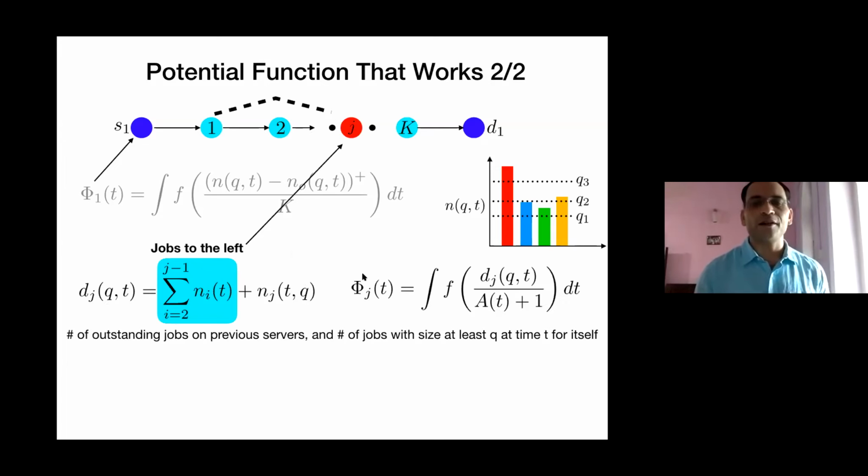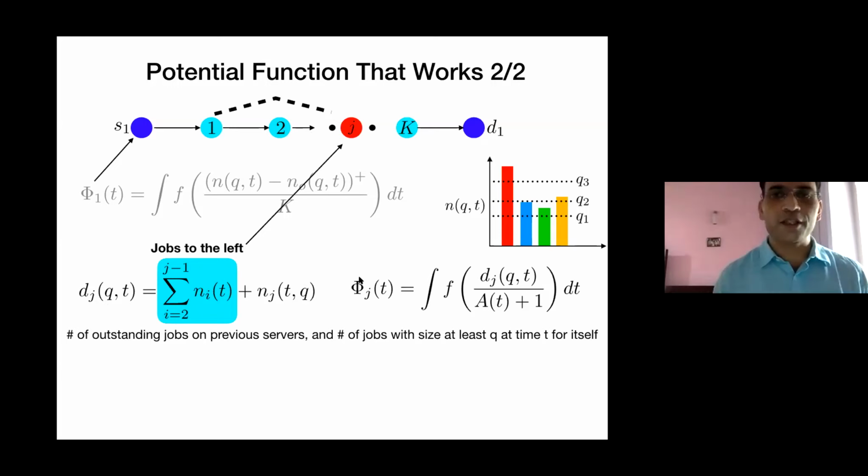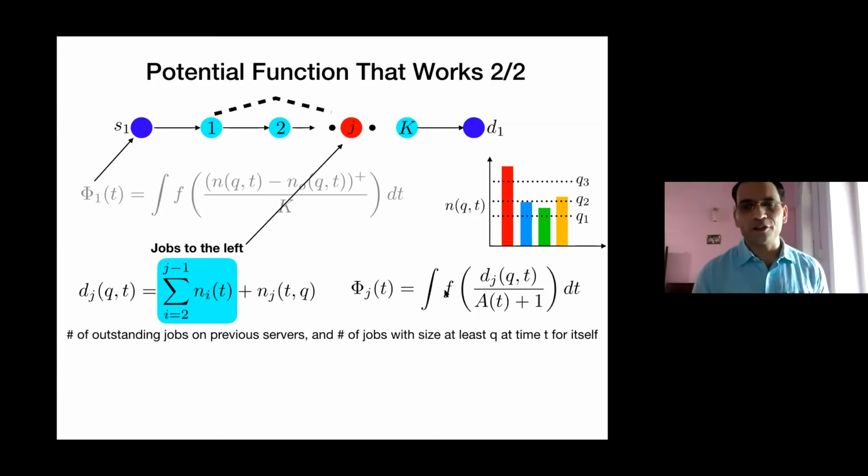And then you define a particular potential function for this server j, which is very similar to before, except now there's a dividing factor with a of t plus 1, where a of t, remember, is again the total number of servers in the system which have a packet outstanding with them other than the source server.